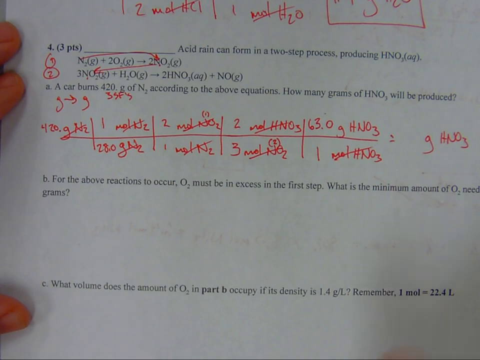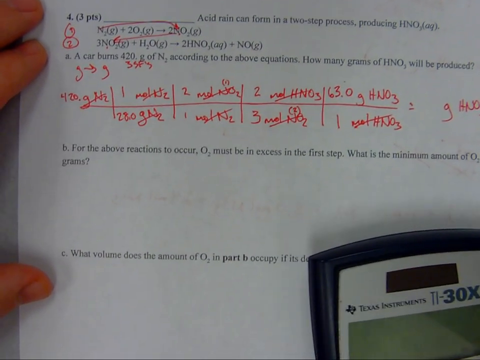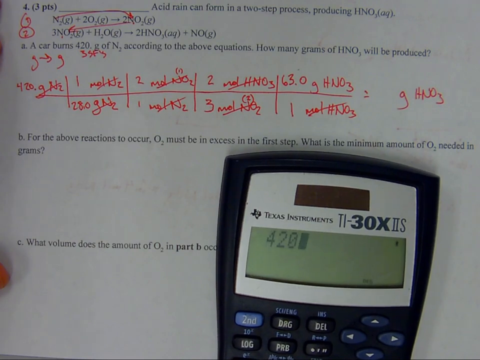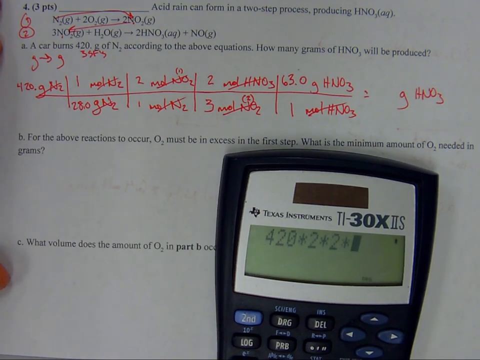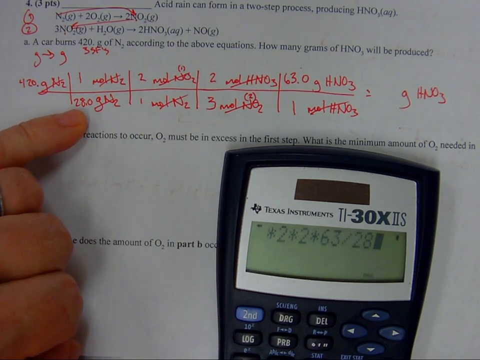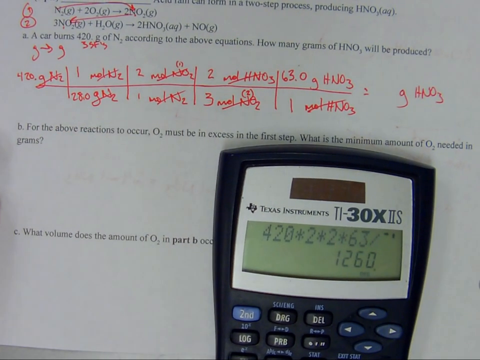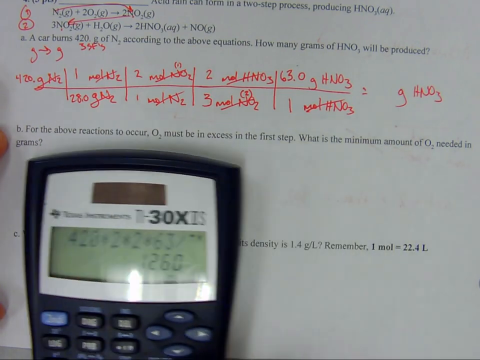Moles of HNO3 will cancel. And now I'm set up to do some calculator work. Again, my answer is going to be in terms of 3 significant figures. 420 multiplied by 2 multiplied by 2 multiplied by 63 divided by 28, divided by 3, and I end up with 1,260.